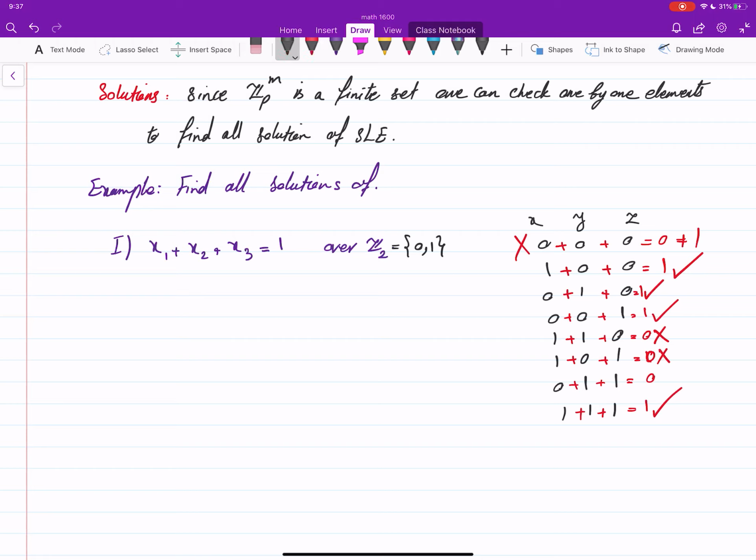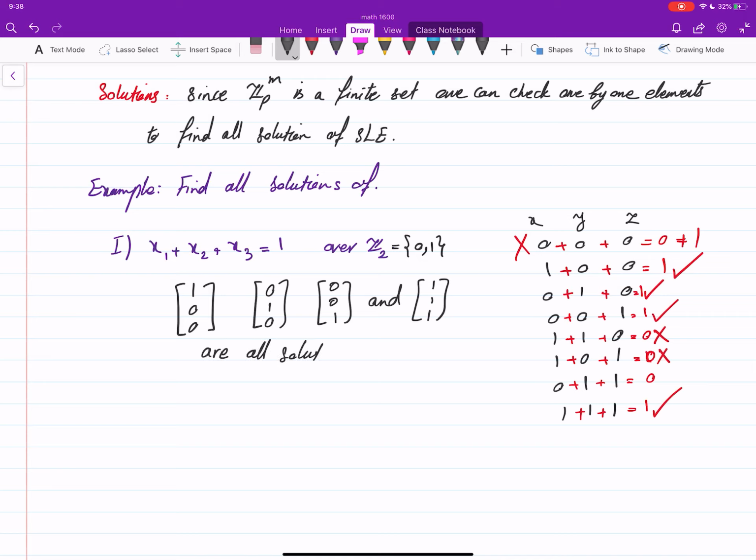So here, just by checking all the possible values, we saw that the vectors with exactly one of them 1, that is 1, 0, 0, and 0, 1, 0, and 0, 0, 1, and all ones, are all solutions for x1 plus x2 plus x3 equals 1 over Z2.